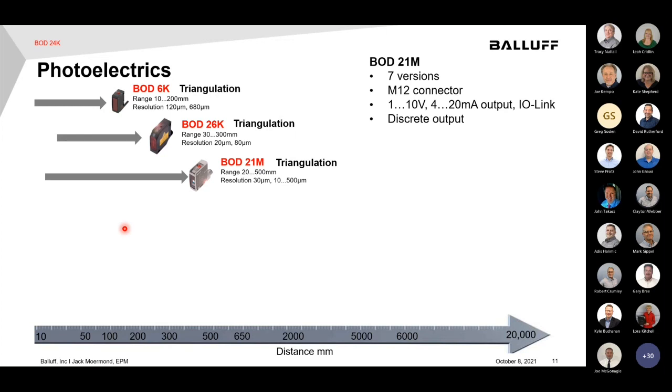You can do a lot of things with this one. You can do some statistics. You can look at curves and so forth with it. So the 21Ms are being redesigned. As they're redesigned, they're going away from the silver housing to the black housing. You can get ranges up to about 500 millimeters, resolutions anywhere from 30 microns up to 500 microns.